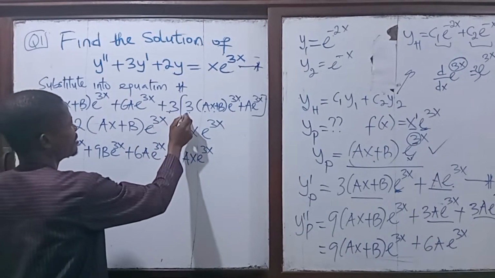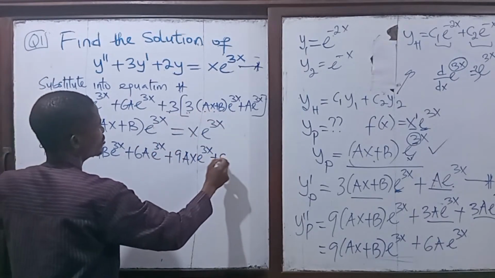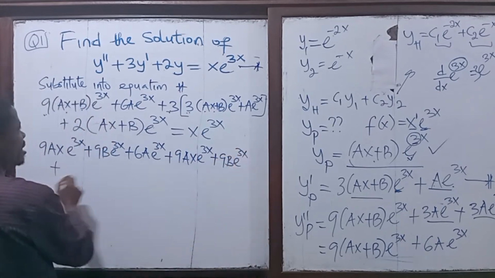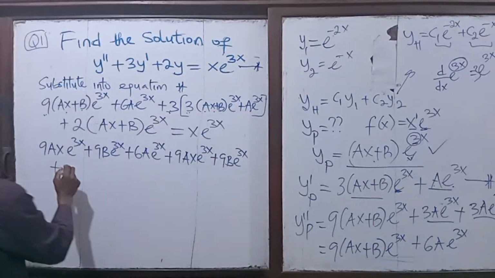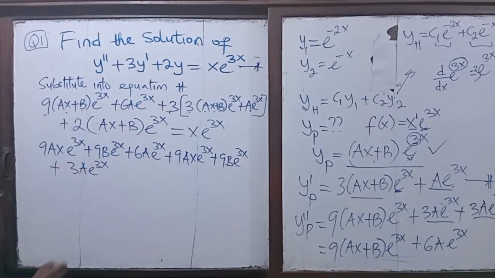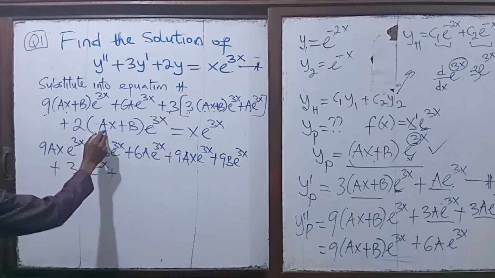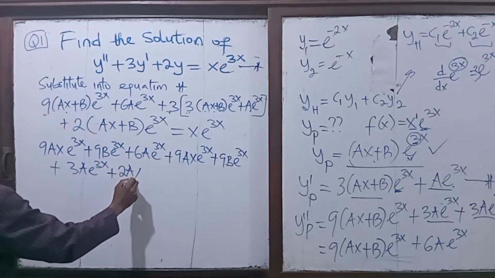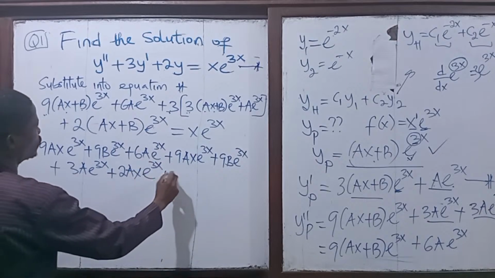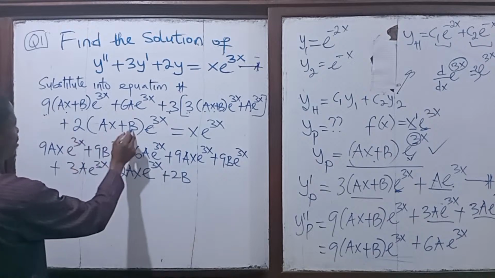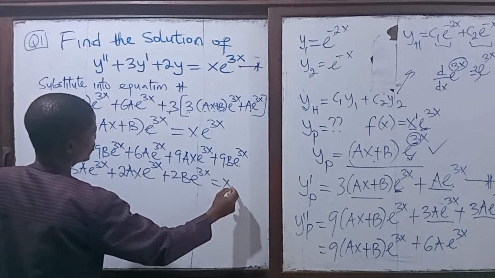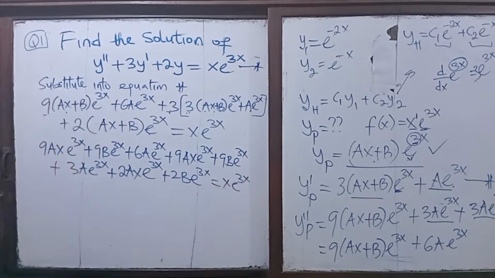Again, 3 times 3, that's 9 times b, that's plus 9b e to power 3x. And then 3 times this one, that's plus 3a e to power 3x. Plus this one times this one, that's 2ax times e to power 3x. And then plus 2b, this times this, then times e to power 3x, equal to x e to power 3x.